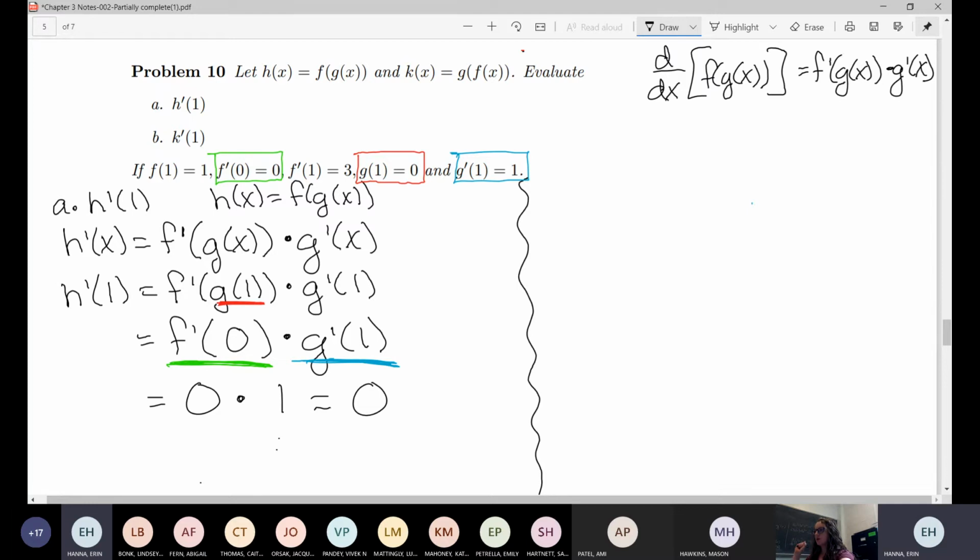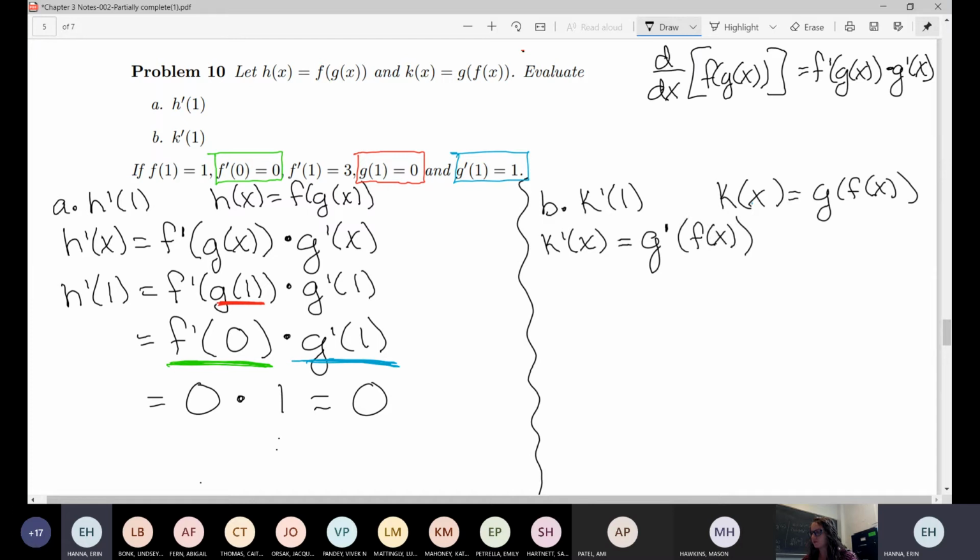So now let's do the other one. We're calling this k prime of 1, where k of x is essentially the opposite composition, if you will. It's not really formal language for that. So if I want to think about what the generic derivative of that is, think about what the chain rule tells you. What the chain rule tells you is to take the derivative of the outside, which in this case is g. So the derivative of that outside function, leave the inside function alone, times the derivative of the inside function.